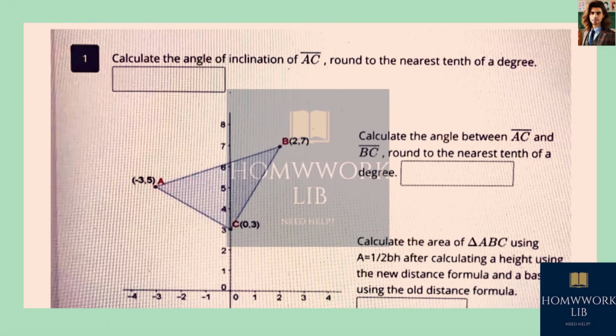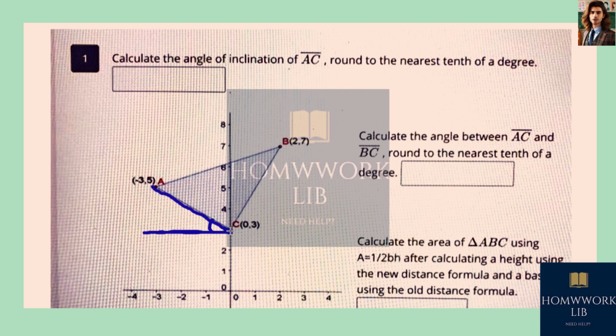The angle of inclination of AC can be found by thinking of y equals 3, which is parallel to the x-axis. We could find this angle here by considering a right triangle, and then this would be a length of 3 and a length of 2, and you could do tangent.